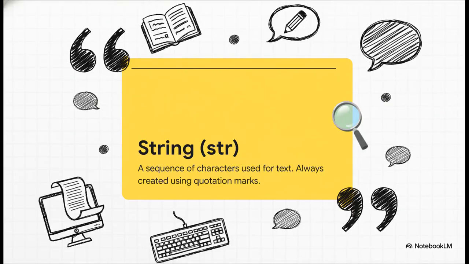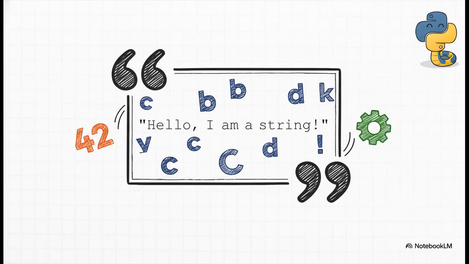So the first one we're going to look at, and it's probably the most common one you'll see, is the string. The rule here is super simple. If you see some text wrapped up in quotation marks, it's a string. This is how Python handles any kind of text you can imagine, from a single letter to an entire book. Just like this example right here. Those quotation marks are like a container. They tell Python, hey, everything inside here is just plain old text. Don't try to do math with it. Don't try to run it as a command. Just treat it as text.